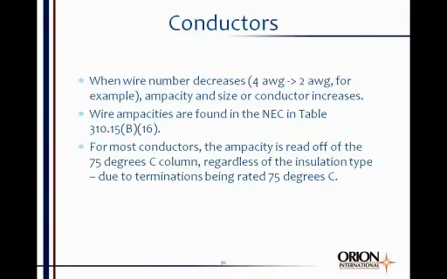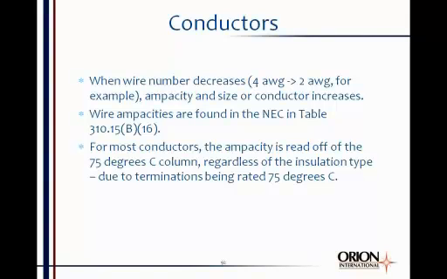Now we're going to talk a little bit about conductors, just conductors for general wiring. When a wire number decreases, going from a 4 AWG, and AWG, by the way, stands for American Wire Gauge. If I go from a 4 AWG to a 2 AWG wire, if I go down in number from 4 to 2, that means the ampacity, which is how much current can go through the conductor, and the size of the conductor both go up. So a 4 is smaller than a 2, and I can get less ampacity through the 4 than I can through the 2.